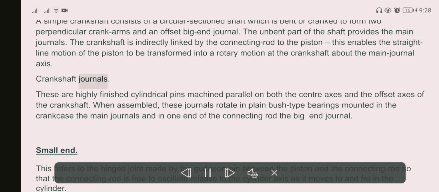Crankshaft journals. These are highly finished cylindrical pins machined parallel on both the center axis and the offset axes of the crankshaft. When assembled, these journals rotate in plain bush-type bearings mounted in the crankcase, the main journals, and in one end of the connecting rod, the big end journal.